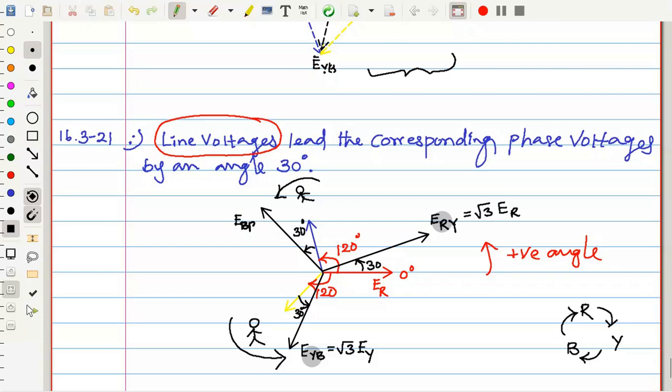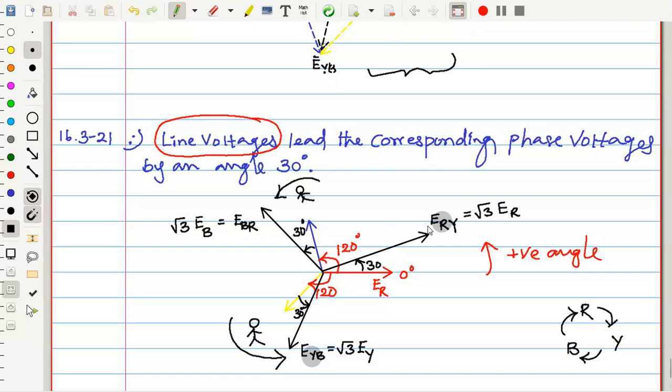EBR. Very good. And how much is the length of this magnitude? This magnitude length is root 3 times EB. The first corresponding suffix, that is EB. So in this way you can produce the line voltages if we know the phase voltages. Similarly, if we know line voltages, we should be in a position to produce the phase voltages also. That should be in this way.